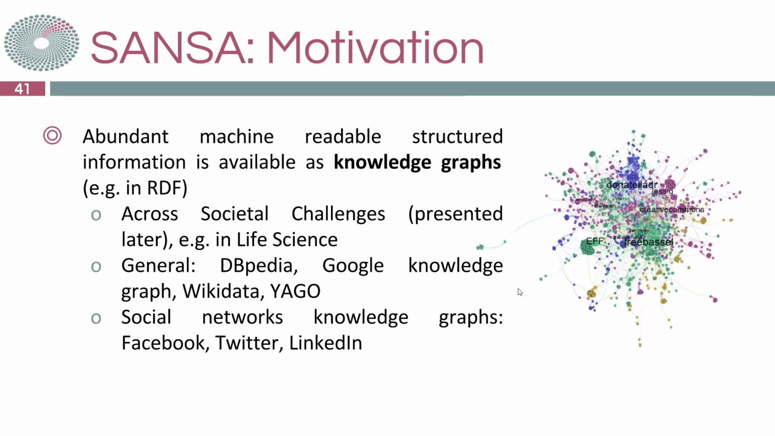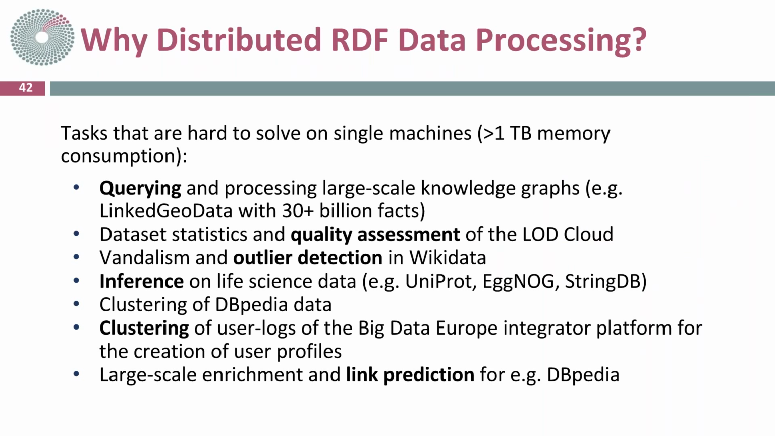In the SANSA project, the idea is that we want to bring big data and knowledge graphs closer together. Because so far there are quite a number of tasks which are very hard to perform on those large-scale knowledge graphs. For instance, querying the knowledge graphs and computing statistics, performing quality assessment of large-scale knowledge graphs, detecting outliers, performing inference. That means detecting implicit facts out of the explicit knowledge which is inside of the knowledge graphs. Also clustering approaches, as well as so-called link prediction, so finding out about unknown facts using machine learning techniques. All of those things are pretty hard to do on large-scale knowledge graphs on single machines.